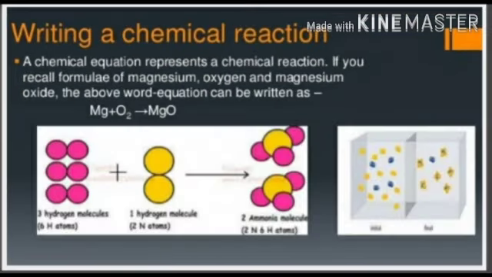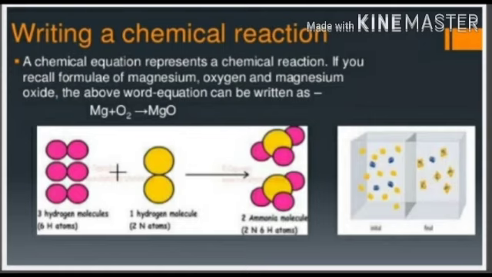How do we write a chemical reaction? We write a chemical reaction in the form of a chemical equation. Let us see the example here. Magnesium reacting with oxygen giving magnesium oxide. Here, magnesium and oxygen are called reactants and they are always written on the left hand side, while magnesium oxide, which is formed in this reaction, is called product and it is always written on the right hand side.